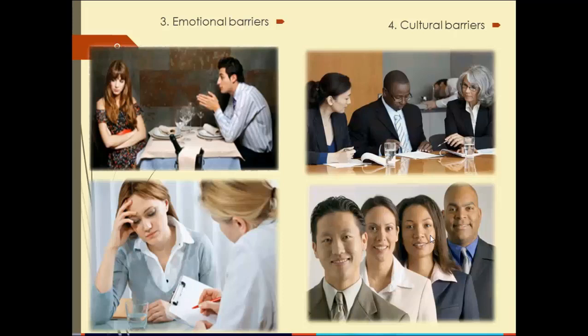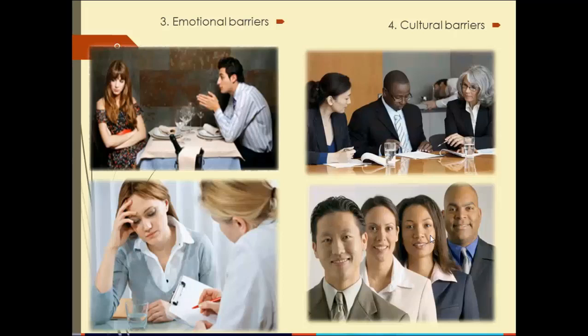Number 4, cultural barriers. So we have here Asian, we have African, and we have European. And it's the first time I know somebody drinking from the faucet with no cup. I didn't see that before. There's somebody here drinking from the faucet. Yes, he is. That's strange.